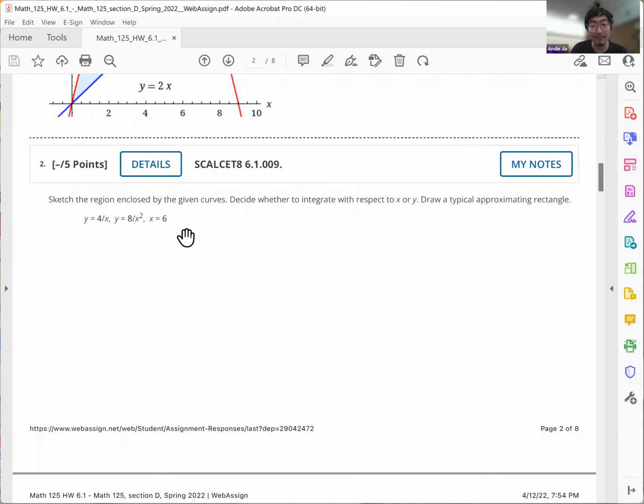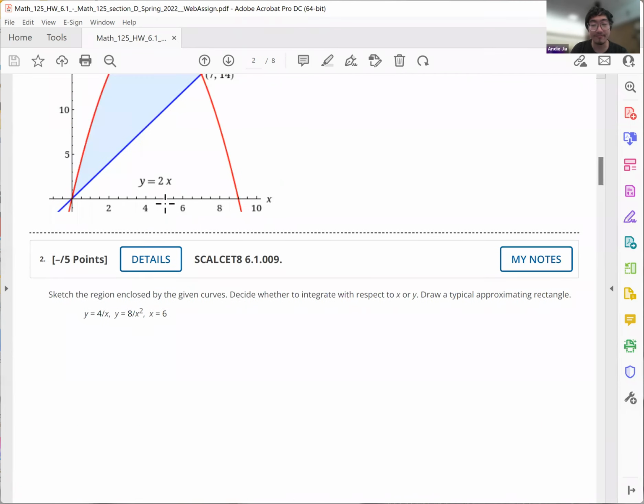Number two, there's no visual representation here. So your first step is to find the intersection point. You have y equal to 4 over x and y equal to 8 over x squared. x equal to 6 is the upper bound, but you need to find their intersection point. If x is larger than 6, then 6 is the lower bound of the integral. If 6 is higher than the other intersection, then 6 is the upper bound.